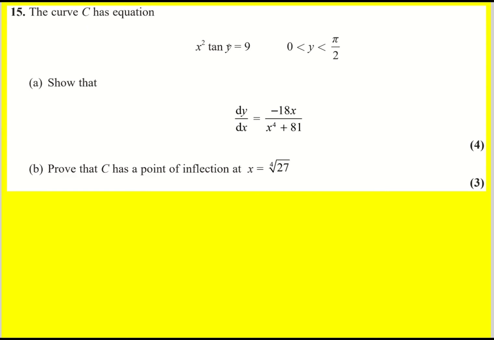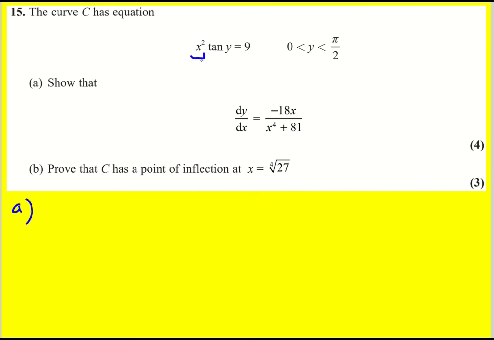The curve is defined implicitly, which means the y and the x are kind of trapped together. We could, of course, make y the subject, but you'd be getting inverse tan. So sometimes it's easier to deal with it as an implicit equation. We're going to do implicit differentiation here.